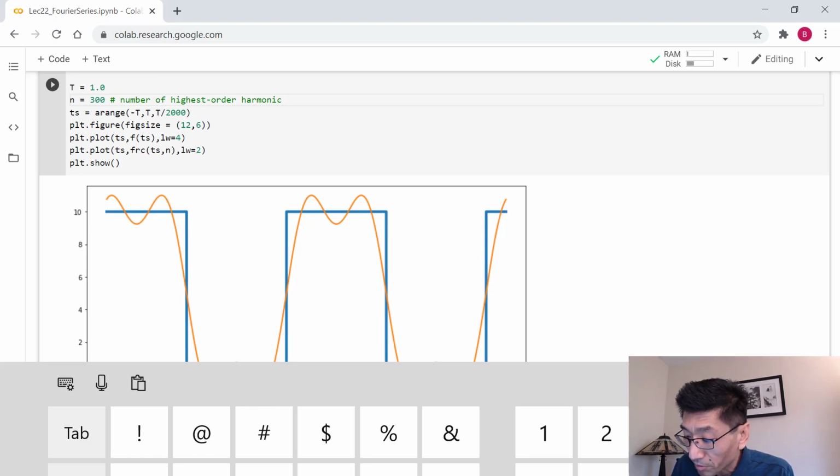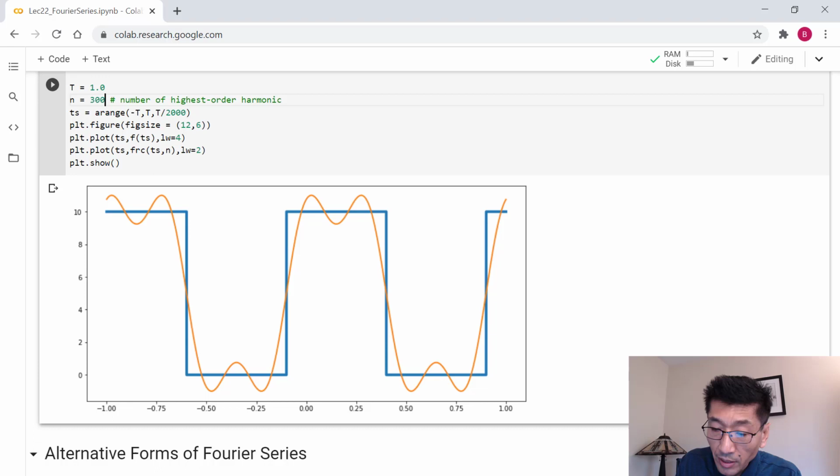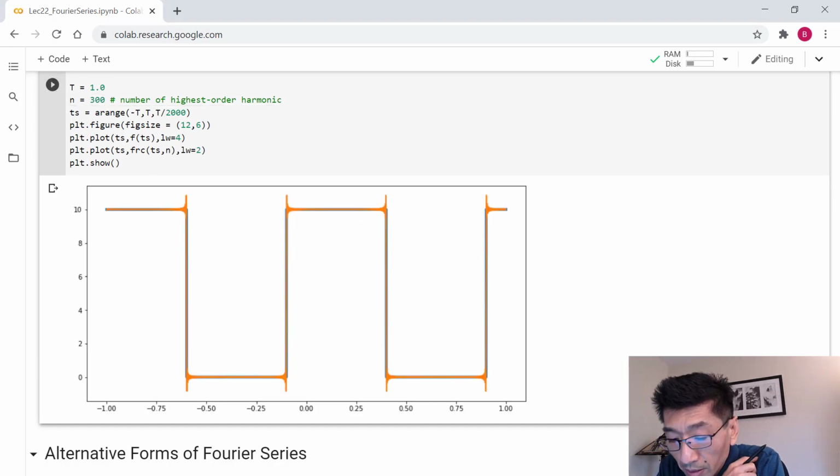Okay, so if we do 300 harmonics, we get a much closer match, right? The orange one is the reconstructed waveform, and it matches the original waveform very well, except at the discontinuous points. But if you go to higher order numbers, those points are also going to match well. Okay, so that's how we calculate the Fourier coefficients. And in the next video clip, we're going to look at the alternative forms of the Fourier series.